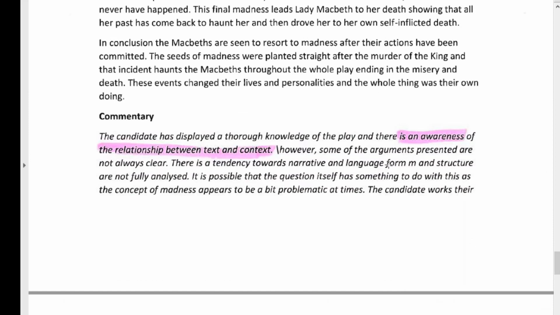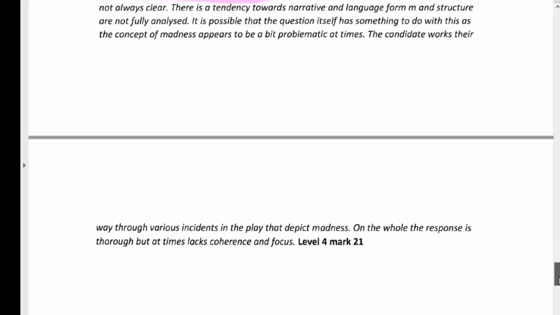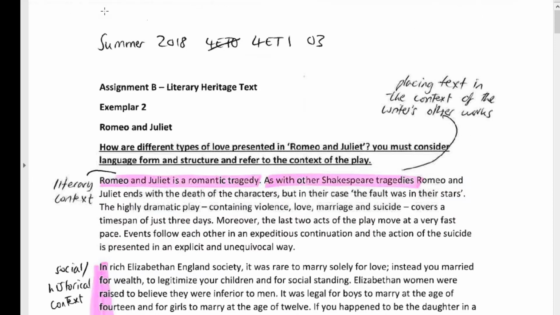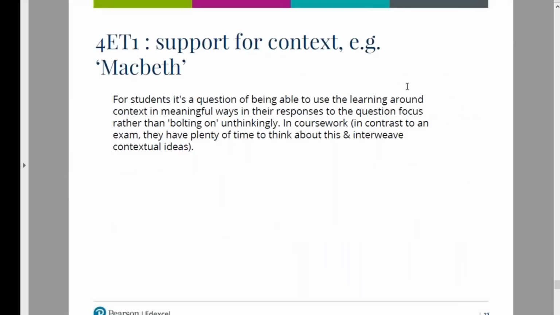And the commentary on this, there is an awareness of the relationship between text and context. However, some of the arguments presented are not always clear. So the context is not particularly strong here. So yeah, I'm sorry, I haven't been able to find so far some exemplars which really are showing what brilliant context looks like. So I'm sorry, I'm jumping around in the presentation a little bit, but it's just because I got asked the question on context, so I thought I would look at that there.